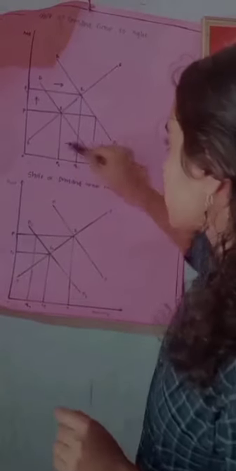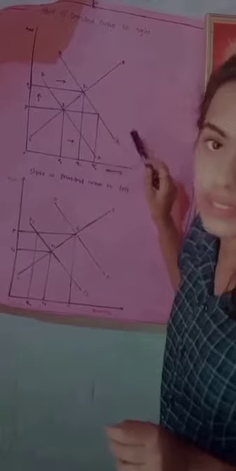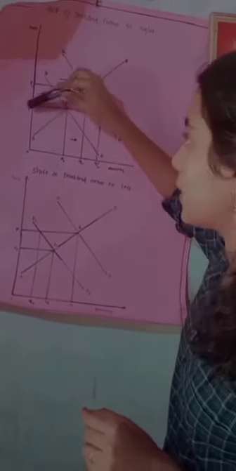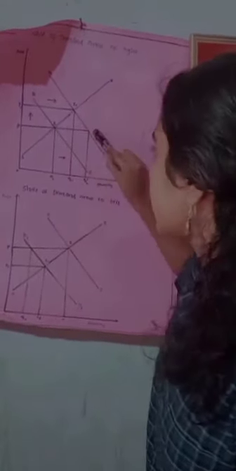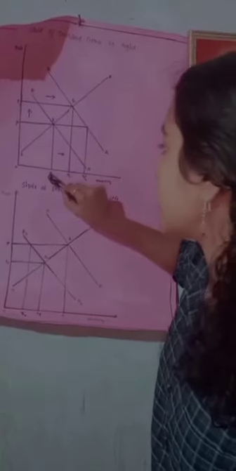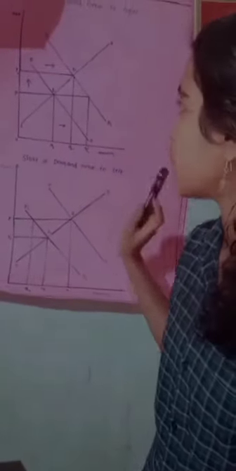Then our demand curve shifts to the right. What happens? Now look at P. At P, supply remains the same, but what happens to demand? Demand increases from here to here. This is the excess demand.